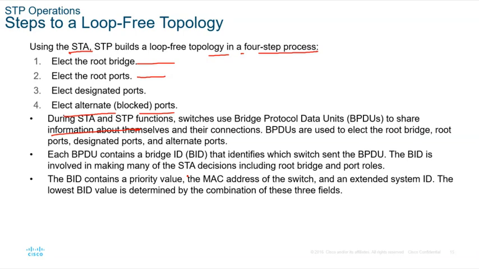Those are the steps they need to go through using that message, and the message is the bridge protocol data units, to share information about themselves and their connection. So BPDUs are used to elect the root bridge, then the root port, the designated port, and alternate port. Each BPDU contains what we call a bridge ID, which identifies which switch sends the BPDU.